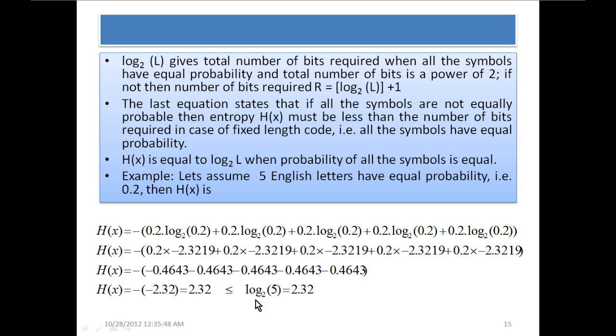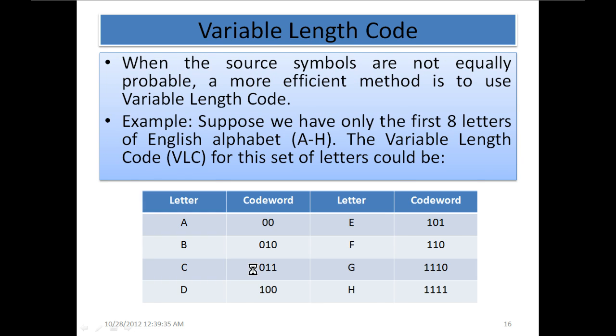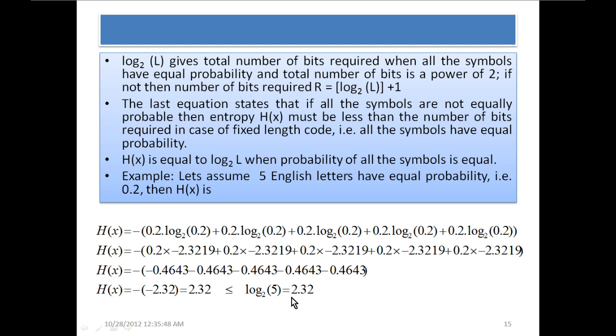Now we take log base 2 of 5, where 5 is L, the total number of letters or symbols. This also gives us 2.32. So this confirms that if the probability of all the letters is equal, then it will give us the same number of bits as the total number of bits required to represent all the letters.